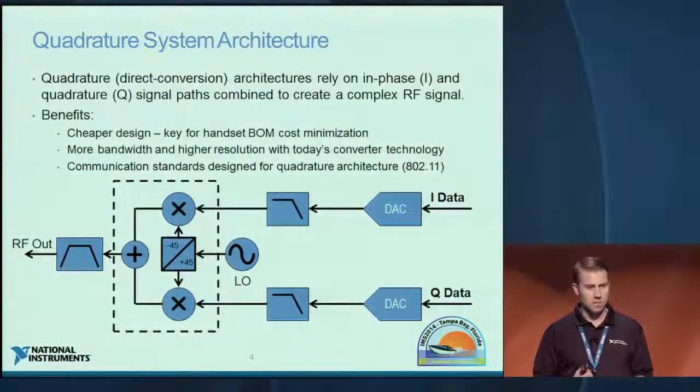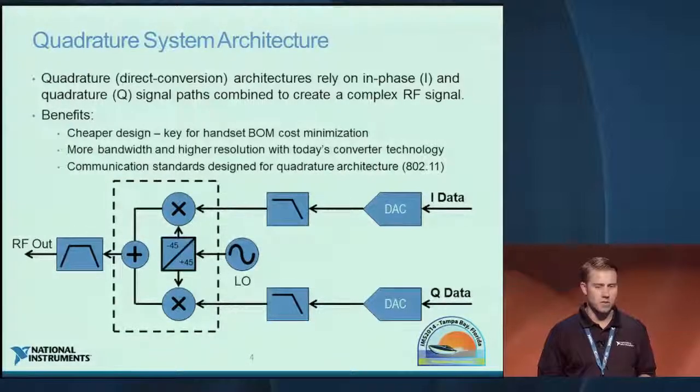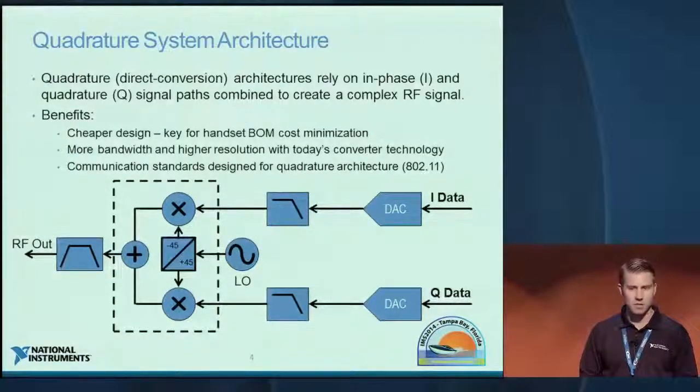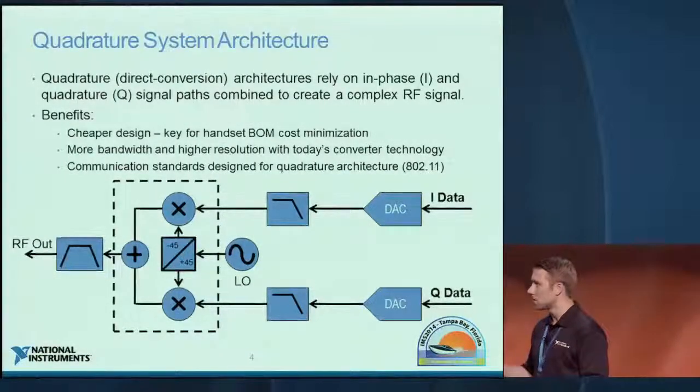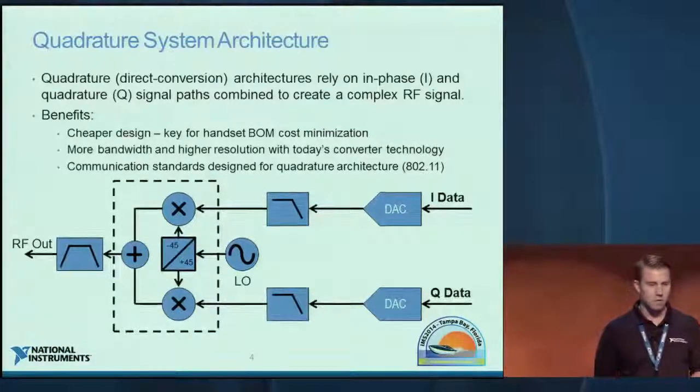So quadrature architectures have really become ubiquitous in transceiver designs, in radio design, substantially in handset design, for a number of reasons. Many of the benefits there are the cheaper design. You get a reduced BOM cost because you've removed a lot of the components that are necessary in some of these multi-stage architectures. You also get more bandwidth with higher resolution based on today's converter technology, and some of these communication standards like WLAN or LTE, some of these OFDM-based standards were actually designed with these types of architectures in mind, and we'll see why that's important in a minute.